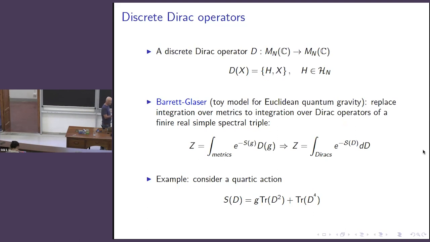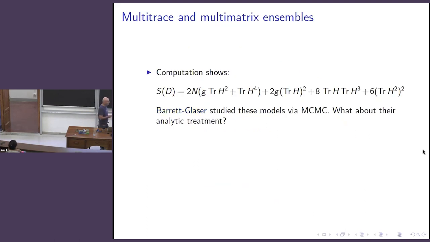Now, if you write this quartic action in terms of the original matrix H that defines the Dirac operator, it becomes something quite complicated. You see there are terms like that. If you study random matrix theory, these are kind of undesirable terms, meaning they are difficult, because they are products of traces. These are the models that are called multi-trace models. Usually random matrix techniques work well with a single trace and single matrix, but here these are multi-trace, and even worse, they are multi-matrix models. Typically the models are going to be like that.